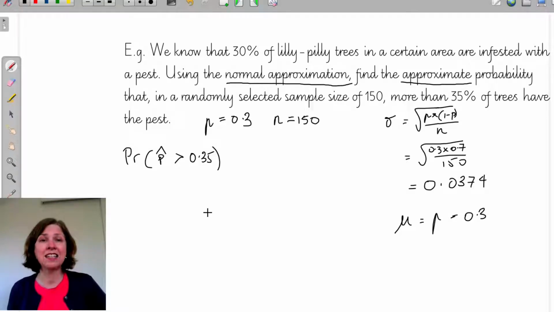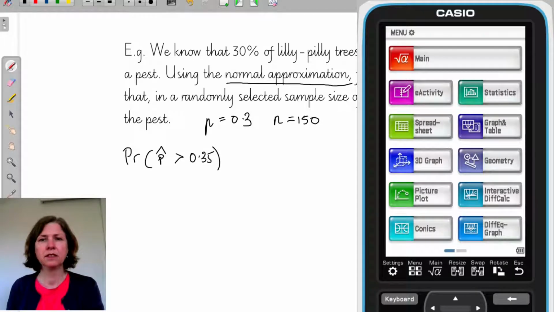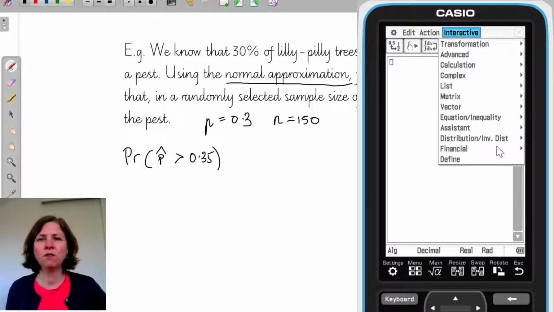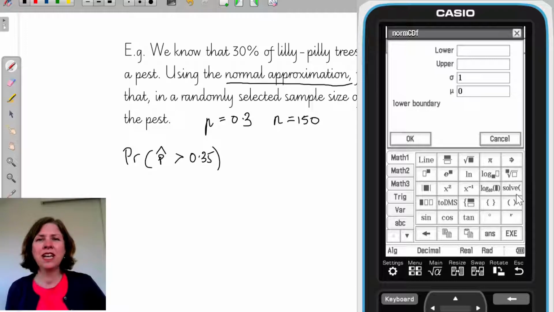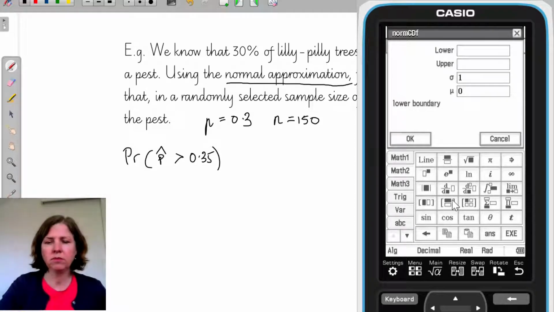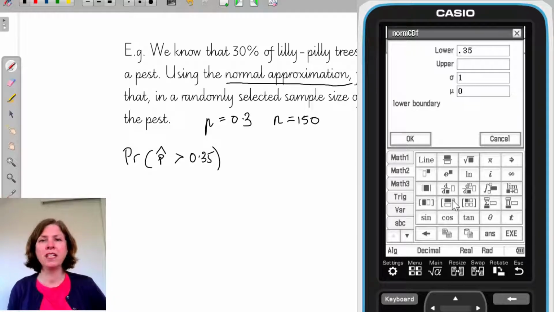So now I just go to my CAS calculator and I'm going to show you that. Just give me a moment. There it is, my old friend. Let's go into main. We're going to interactive, distribution. We're using a normal approximation. Normal is a continuous distribution. And we use the CDF because we've got a greater than sign there. So now, what's my lower and what's my upper bound in this case? In theory, my lower here is negative infinity. Oh, sorry, this is a greater than. So my lower bound, in fact, is 0.35. I'm looking at being greater than 0.35, and my upper bound is infinity.